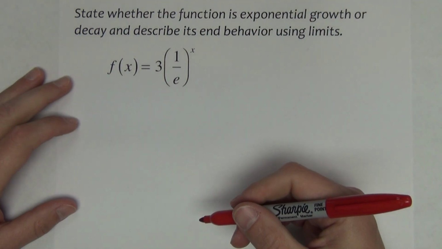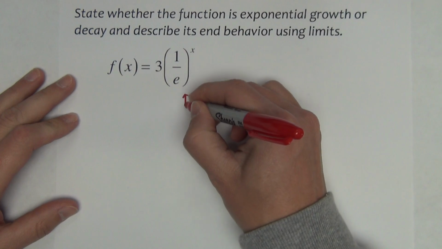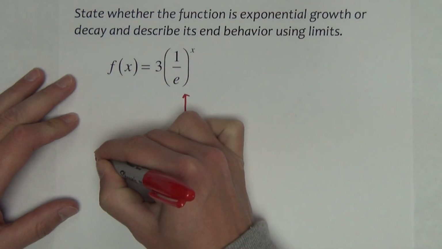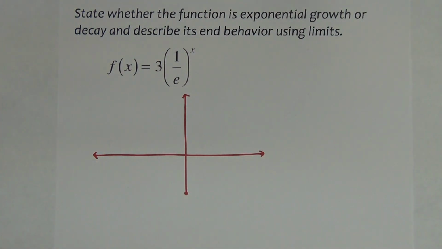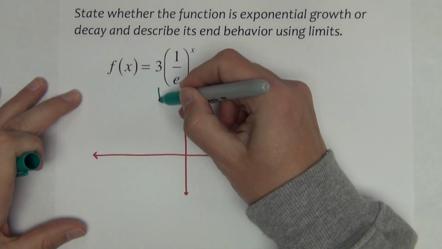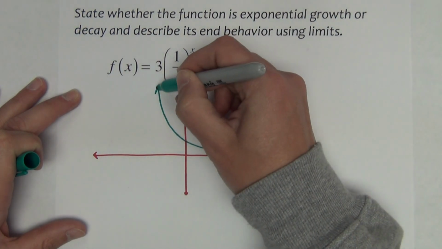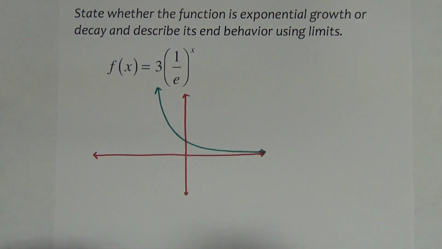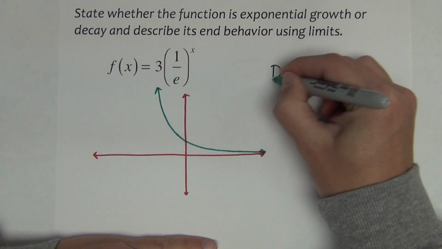Okay, another example of the same directions. State exponential growth or decay and describe its end behavior using limits. So again, if I look at a graph of this particular function. And if you're not sure what it looks like, you can easily use your graphing calculator to graph it. This one has this shape. So is this exponential growth or exponential decay? Well, the graph is from left to right, it's coming down, so I would say this is decay.